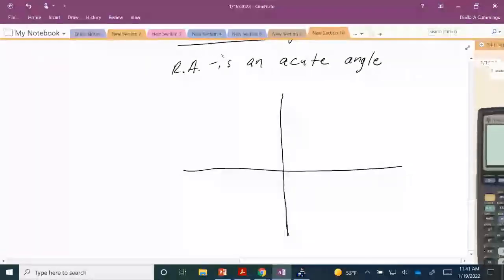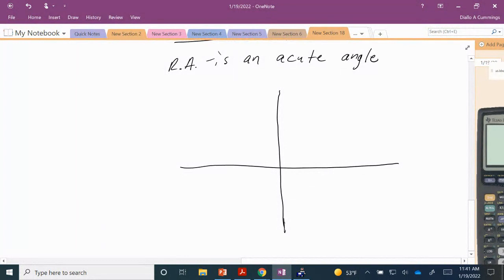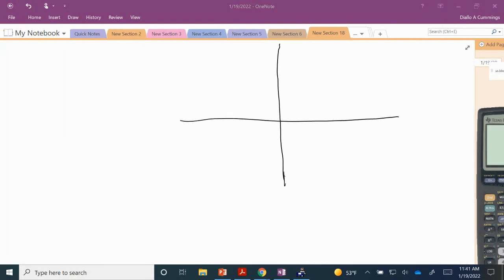All right, so next I'm going to draw an X and a Y axes. In this course, there are several mnemonic devices. A mnemonic device is mainly a saying that helps you to remember a formula or a pattern. The mnemonic device that I'm going to use for our reference angle is this: All Students Take Courses.